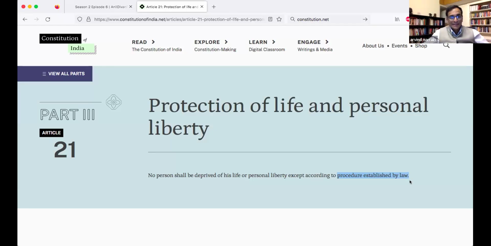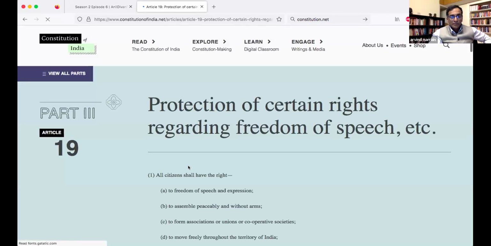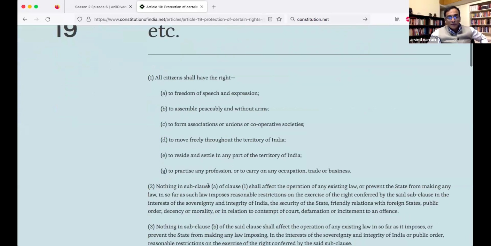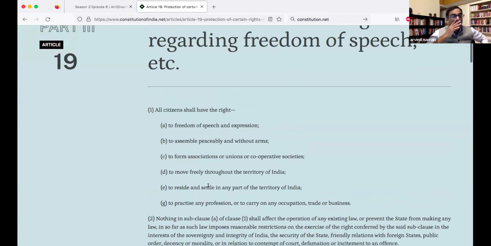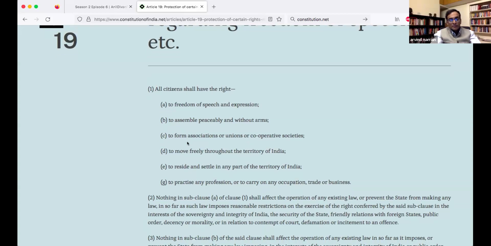Arvind, if I may, before we go into this procedure established and due process, there was one thing. Why don't you just show 19 once and see the difference in language? Can anybody come back on what is the difference in the language that you see? How does 19 read and how does 21 read? Can anybody comment on it? How does 19 begin? All citizens shall have the right.